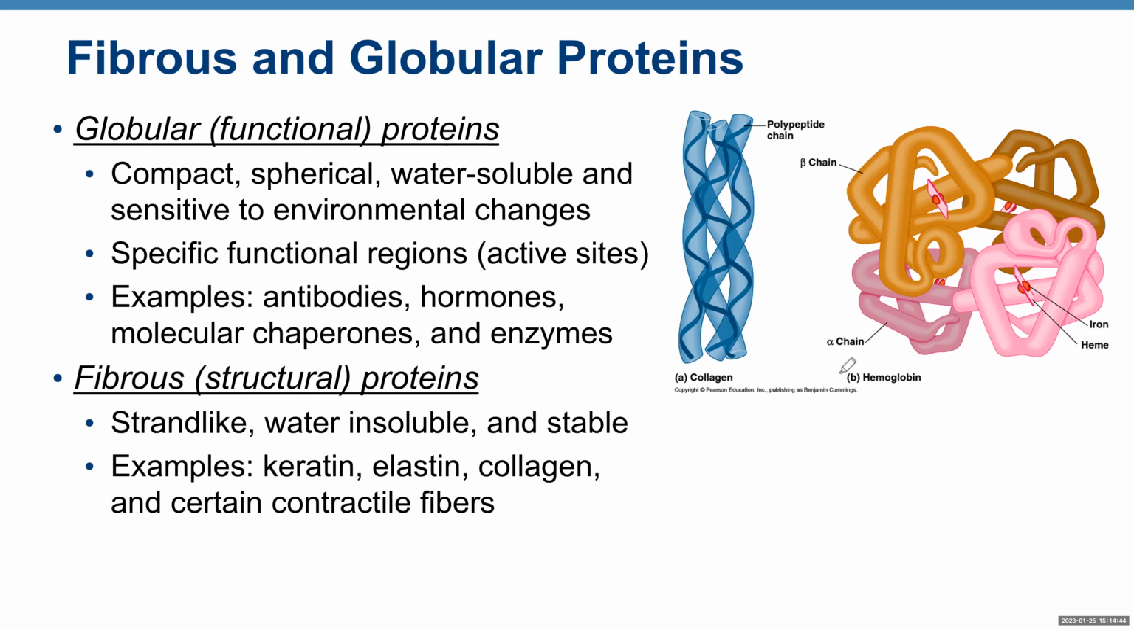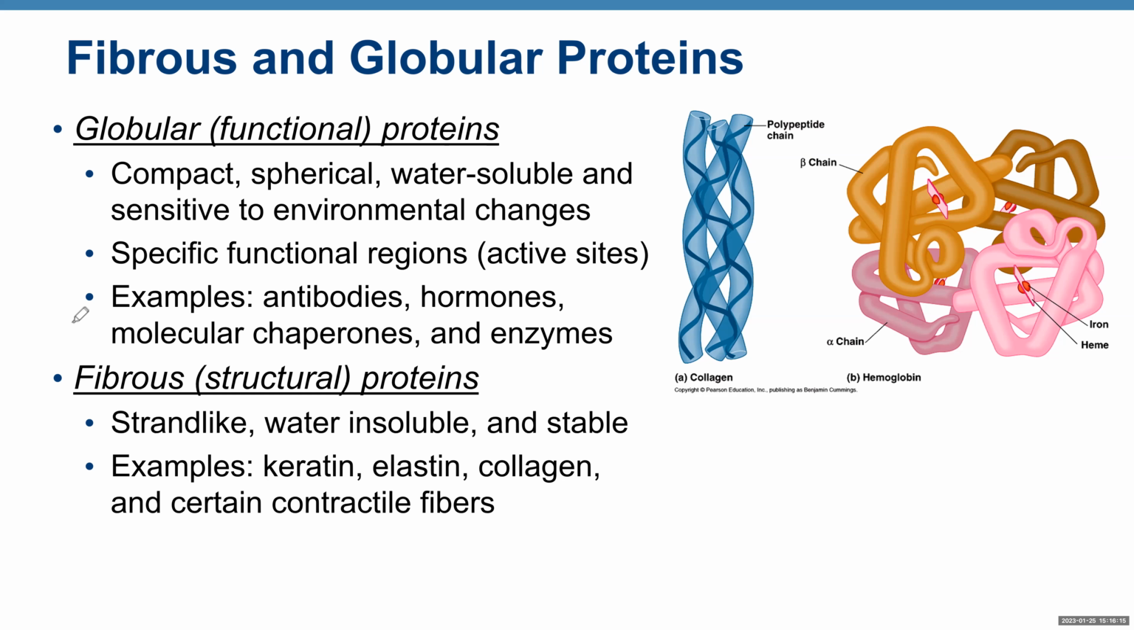Now, proteins can be divided into globular or functional proteins and fibrous or structural proteins. So globular proteins are compact, spherical, water-soluble, and sensitive to environmental changes. Specific functional regions are the active sites of a protein. Examples are antibodies, hormones, enzymes, chaperones. Chaperones are proteins that help other proteins. They guide proteins along the proper pathway for folding. That's what molecular chaperones are. But those are all globular proteins.